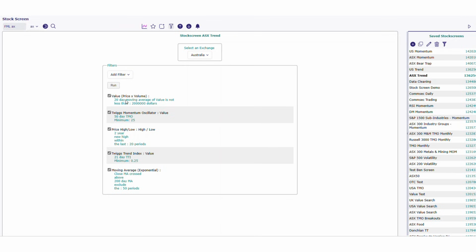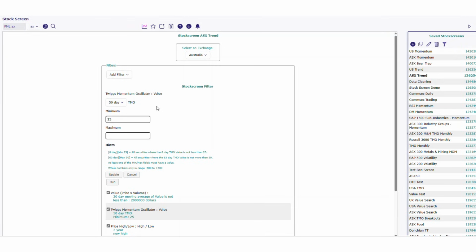The first one is a value filter to eliminate stocks with low liquidity. We look for a 20-day moving average of value of not less than $2 million. The next one is a key indicator, and that is the 50-day Twigs momentum with a minimum value of 25. I developed Twigs momentum to address some of the problems with the traditional momentum oscillator, where base effects would distort latest values.